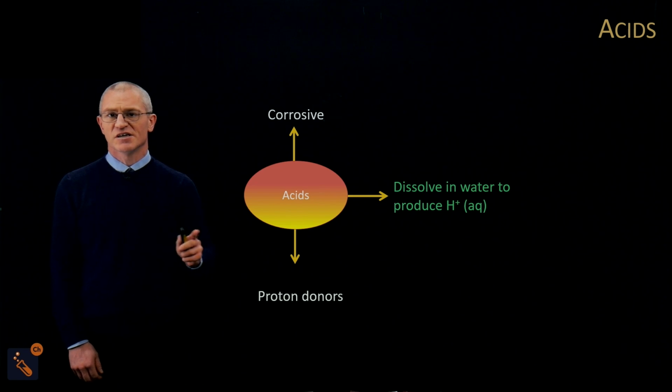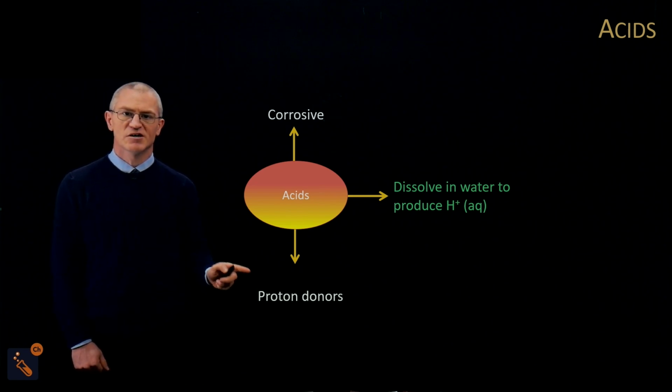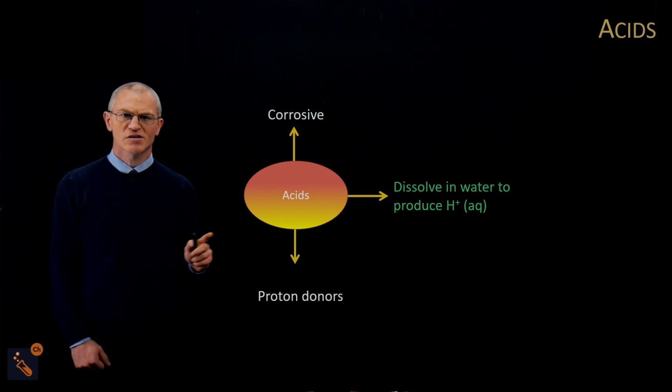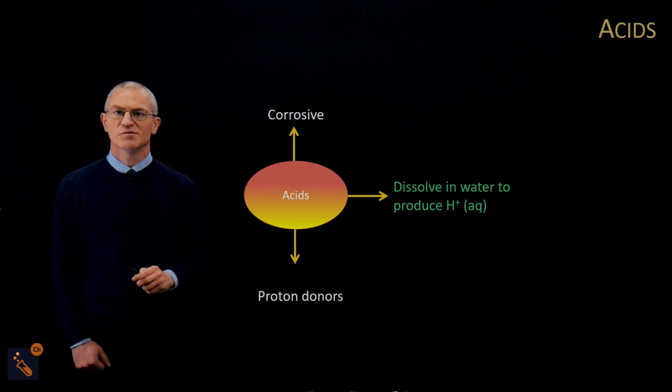Now, another definition you're going to come across is called Bronsted-Lowry, which says they are proton donors. You may have heard that before, but you won't really have to use that in the first year of A-levels. You will definitely have to use it in the second year. So I'm going to talk about it here now, but I won't use it as much as I use dissolving in water to produce H+ ions.